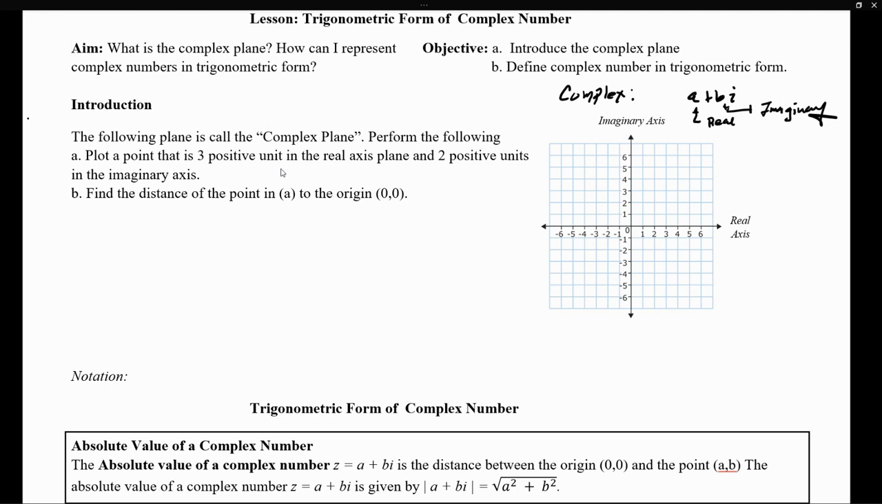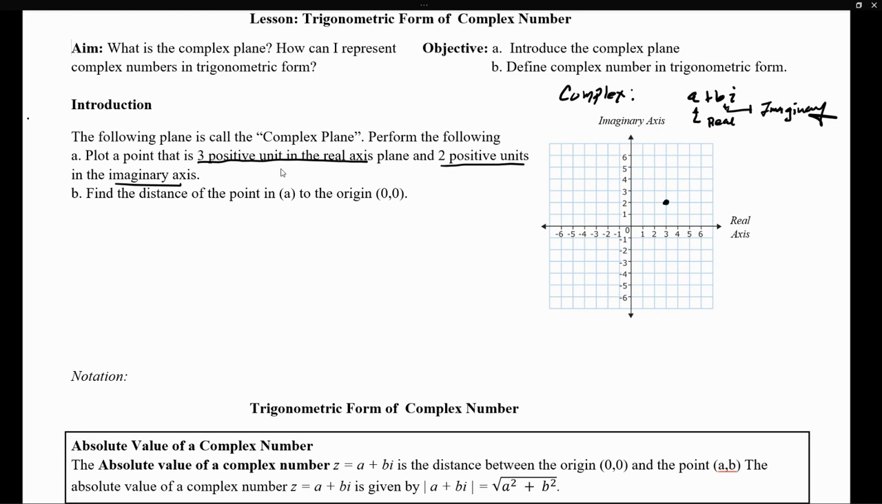So this is what we call the complex plane. Instead of an x-axis, we call it the real axis. Instead of a y-axis, we call it the imaginary axis. Now, let's plot a point that is 3 positive units in the real axis and 2 positive units in the imaginary axis. So that's 1, 2, 3 units on the positive real axis, and 2 units positive in the imaginary, so we have it right here.